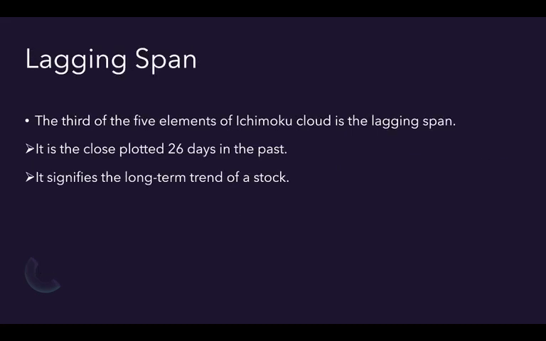Next is the lagging span. It's the third element. It is the close plotted 26 days in the past. What does it signify? It signifies the long-term trend of a stock. Now don't get too confused. I'll make it very simple. Trust me on this.